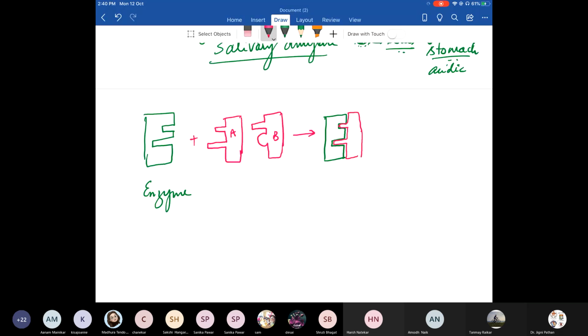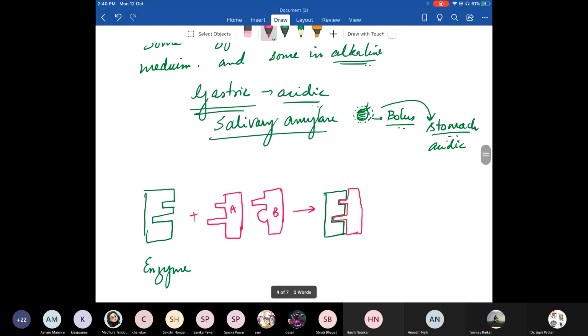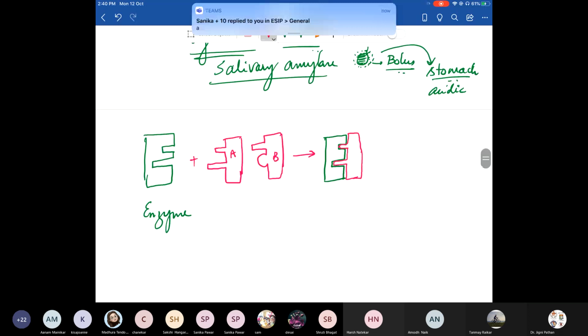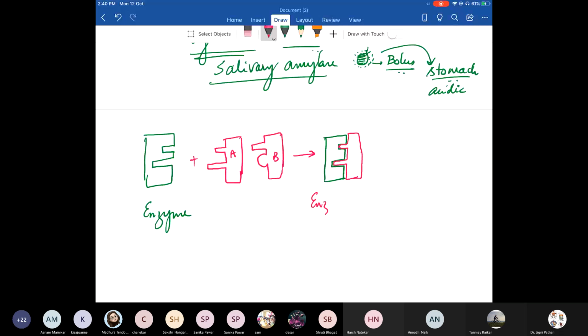This is called the geometrical equation. The binding is happening due to a geometrical shape, forming what? Enzyme substrate complex. Now, after that, you get a product.